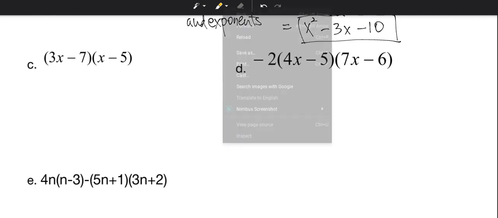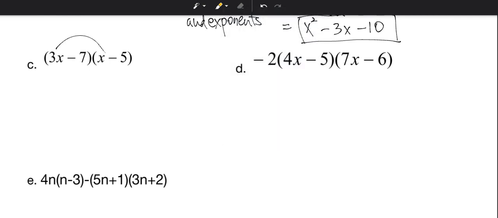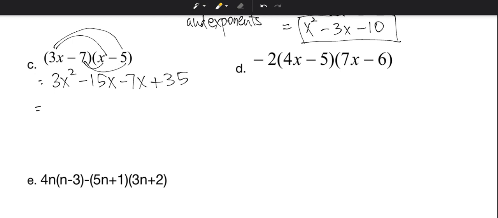Okay, so again, let's do first two: 3x squared. Outside two, the inside two, and the last two. Collect like terms: 3x squared, negative 15x, negative 7x, and plus 35.